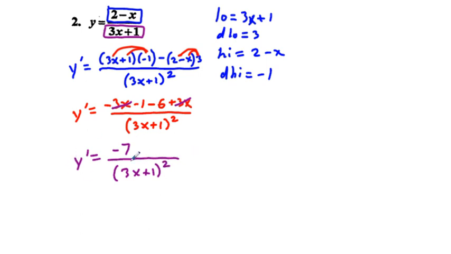Now, this negative 7, there's nothing I can see in the original that tells me, hey, negative 7 is going to be what you have left in the numerator of its derivative, but that's what it is.